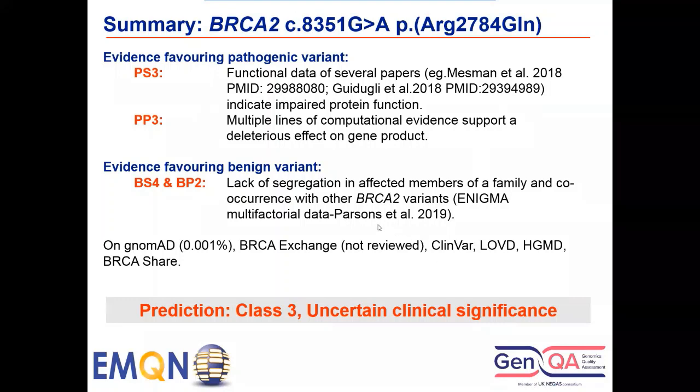However, recent data on multifactorial likelihood analyses, as published by Parsons, shows that this variant does not really segregate with disease, and also that there is some evidence for co-occurrence with other BRCA2 variants. Therefore, we have conflicting data, and the final classification is class 3 at this very moment. I know there are at this moment studies going on to further reclassify this variant, but for now this variant is still a VUS.